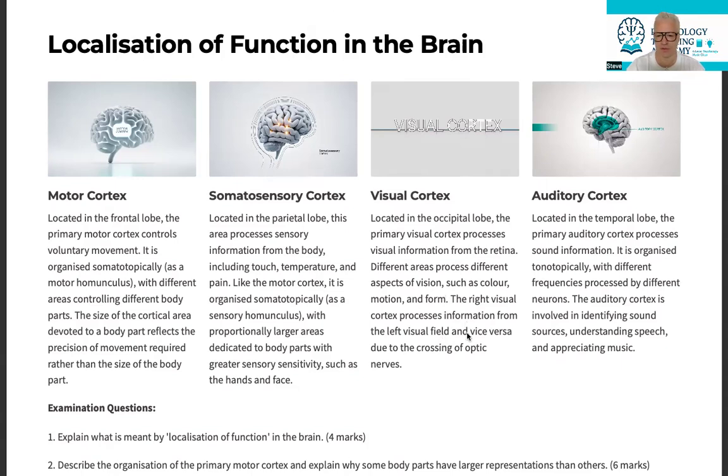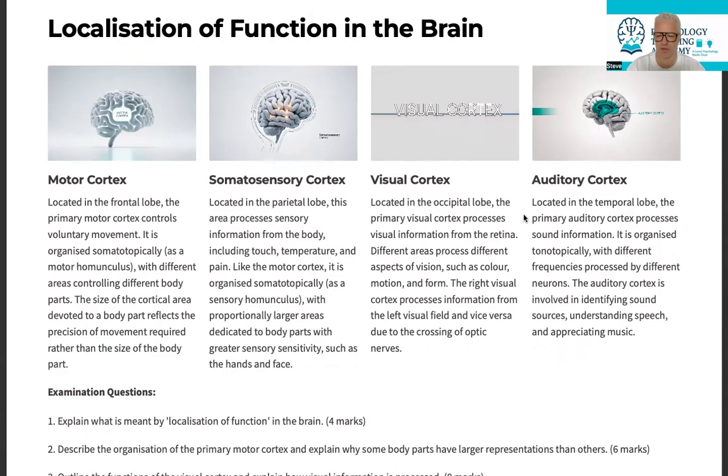The visual information crosses over because the brain is contralateral. So, for example, information coming from your left eye would get processed in the right hemisphere, and information from the right eye would be processed in the left hemisphere. So it's contralateral. The auditory cortex is in the temporal lobe, dealing with auditory information, sound. So again, this part of the brain helps us to understand speech, sound.